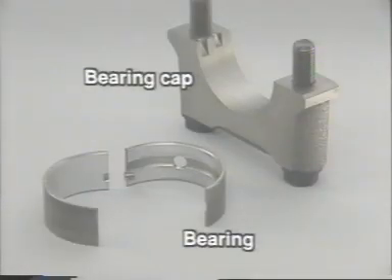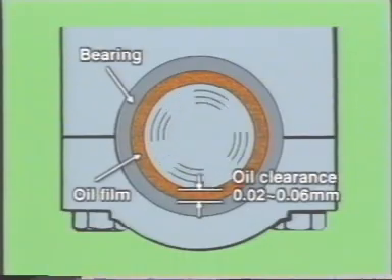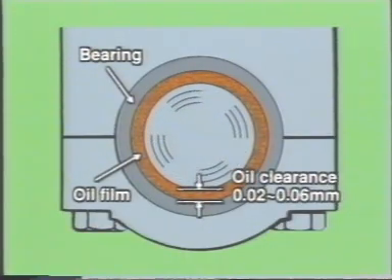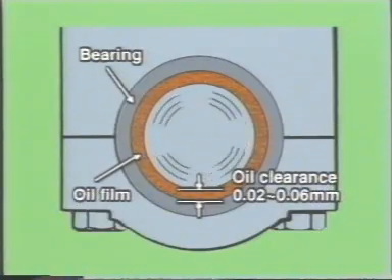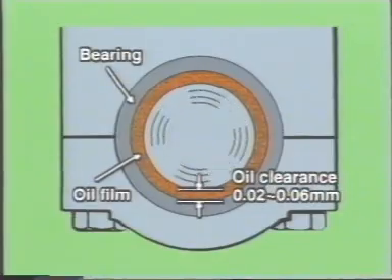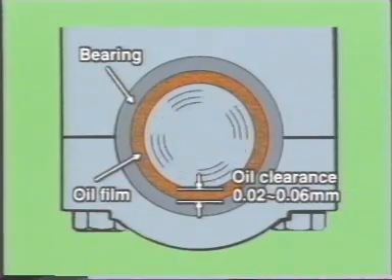The bearings also ensure airtight contact of the crankshaft with the cylinder block and bearing caps, thereby enhancing heat radiation performance. The gap between the crankshaft and each bearing is called the oil clearance. The oil clearance is normally between 0.02 and 0.06 millimeters. A larger oil clearance causes abnormal noise or a decrease in hydraulic pressure.